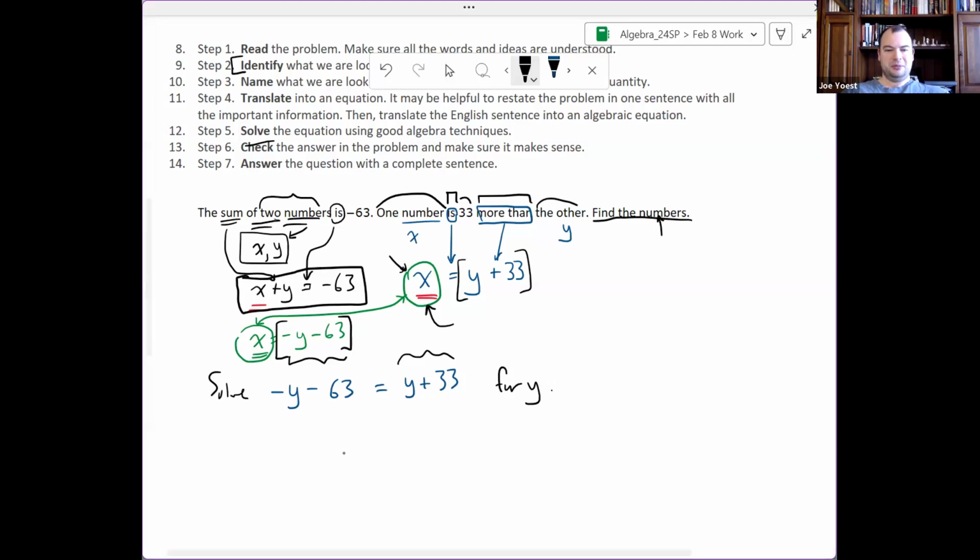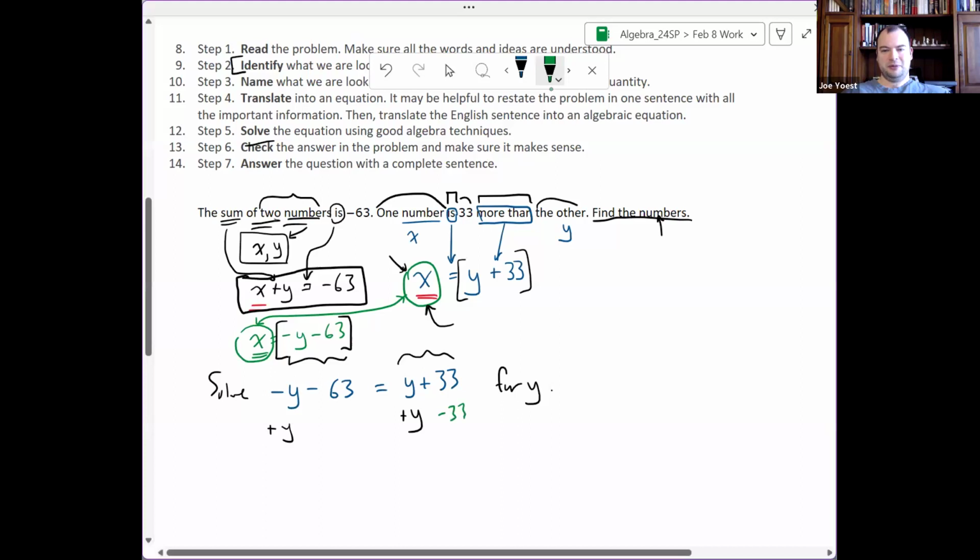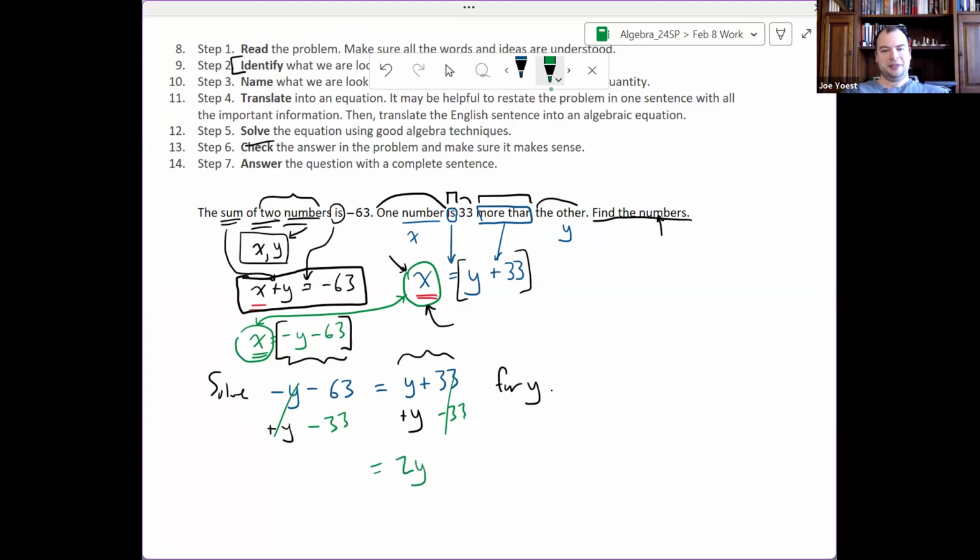I would isolate the variable term, say by adding Y to both sides. That puts my variable term on the right. So then I want to get rid of my constant on the right and move it to the left. Minus Y plus Y, they go away. 33 minus 33, they go away. Y plus Y is 2Y equals, and what is that? It's going to be 96 with a negative.